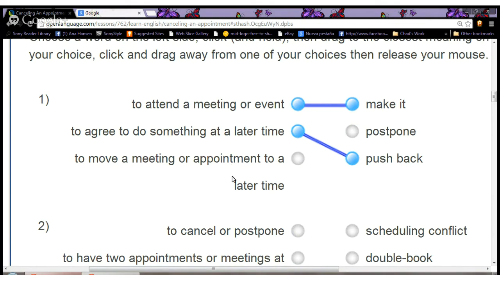Okay, I believe this is... Was it wrong the first time? Yeah. See, because I treat postpone as you don't know when something is going to be done. It's just postponing it. So push back is then to, is that what it says on there? To move a meeting, okay, that's what it says on there. That's fine.